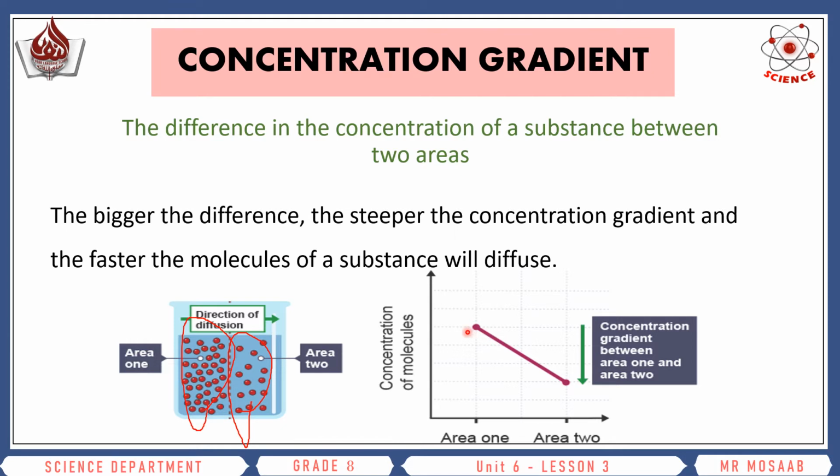Look at the concentration gradient from area 1 to area 2. Area 1 has a higher concentration and area 2 has a lower concentration, so the particles move from area 1 to area 2. This is the concentration gradient between both areas, like calculating the slope of a line. Concentration gradient is the difference in concentration between two areas, and as this difference increases, the diffusion becomes faster.